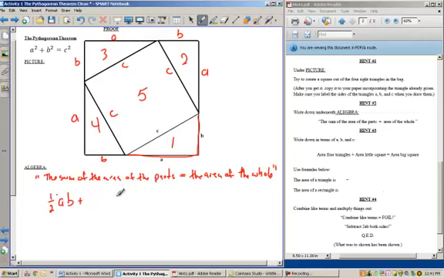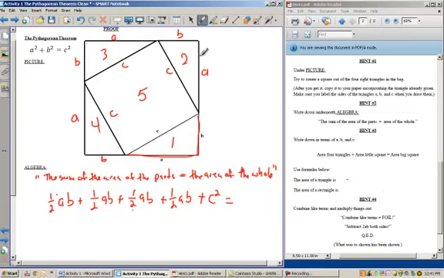1/2 A times B. That's the area of the first triangle. Plus, I have the area of the second triangle, so 1/2 AB. And I have the area of the third triangle, 1/2 AB. Oops. Let me erase this. So 1/2 AB plus 1/2 AB. And then plus the area of the little square. Well, the little square is right here, and it's plus c squared. Right, and it's equal to the area of the whole.